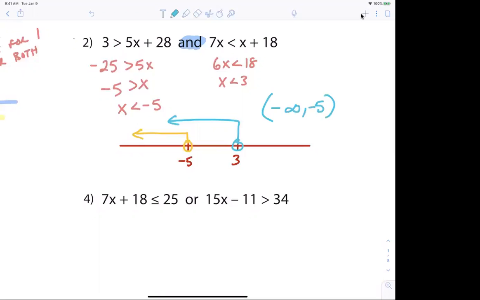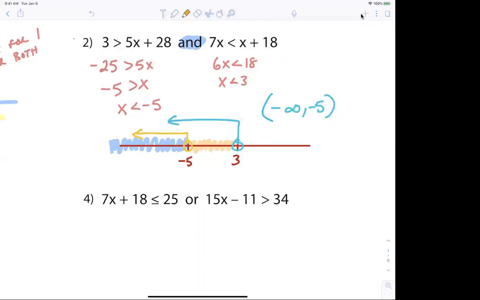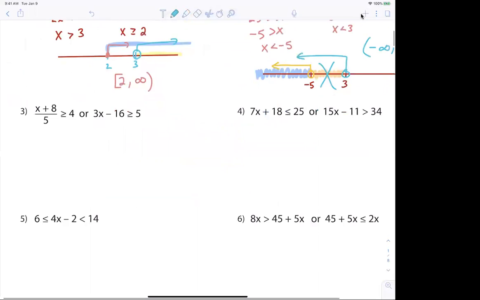Negative infinity to negative 5. These numbers over here are less than negative 5 and less than 3. These numbers right here are less than 3, but they're not less than negative 5. So they cannot be included in the solution because it is an and statement. All right, that sounded pretty good, guys. Anybody have any questions? All right, let's move on.